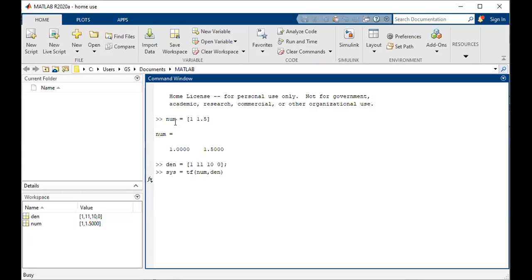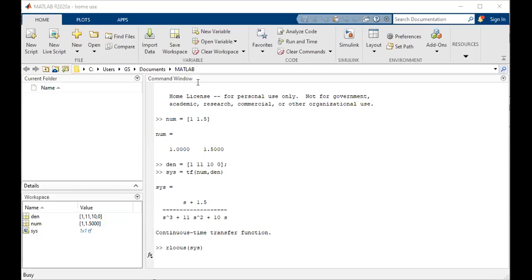Now this is our equation. Now if you plot the root locus of the system, rlocus(sys). Okay, it's trying to plot now. I have to go to that image window, the figure. Okay, so look at this one.